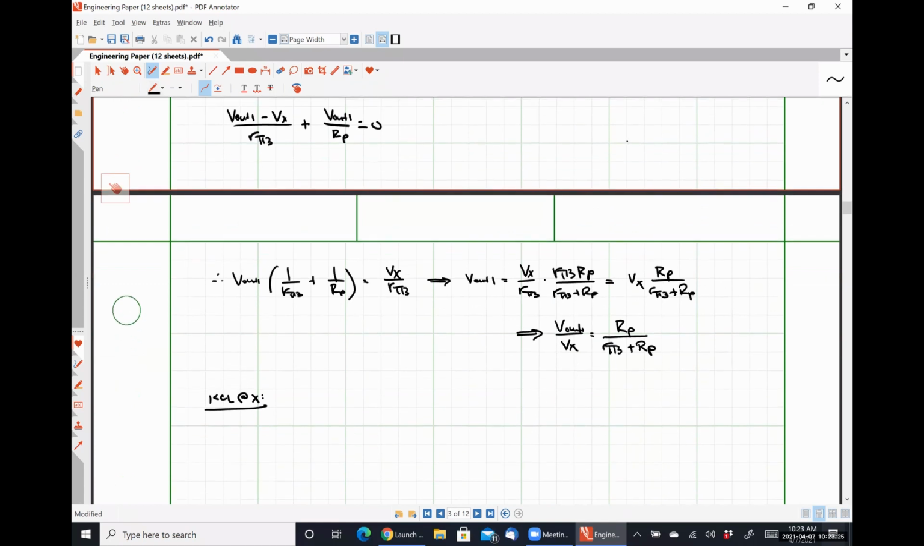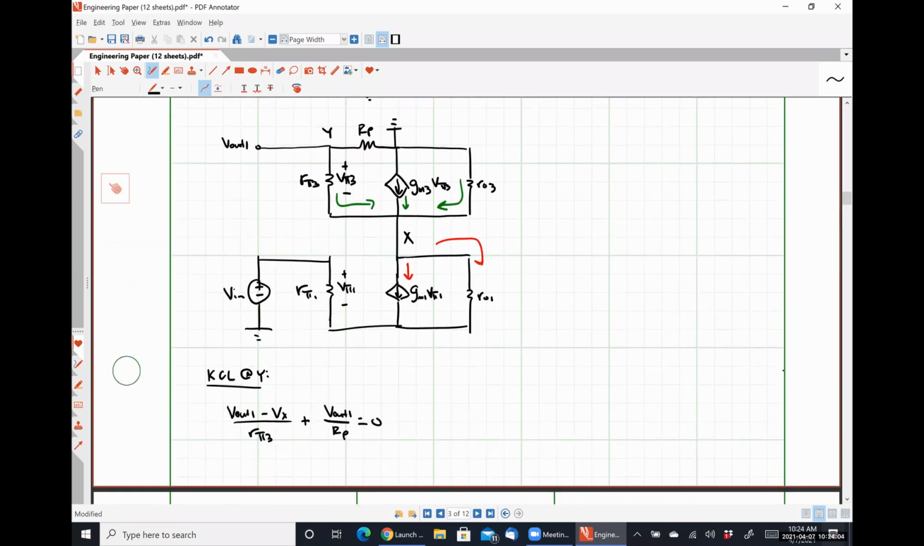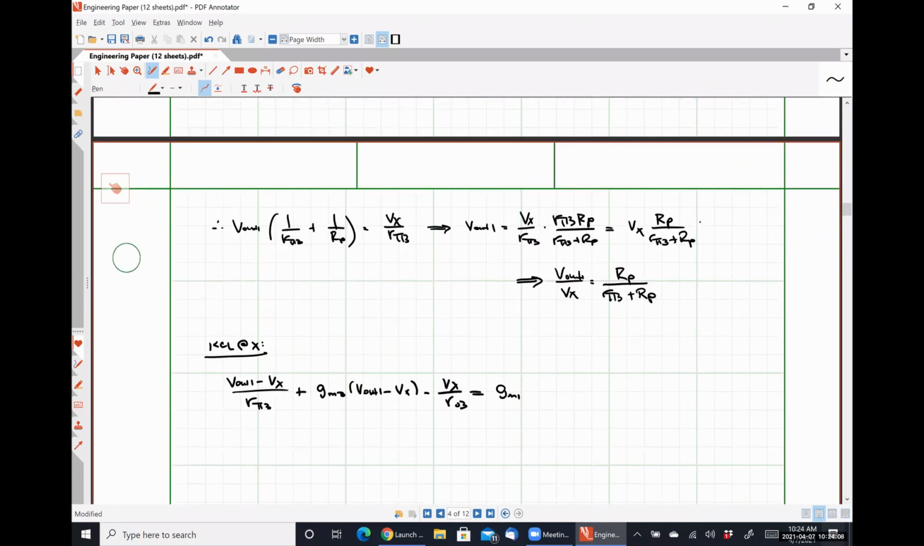So V out 1 minus Vx over R pi 3 plus GM 3 times V pi 3, which is again V out 1 minus Vx, over R naught 3 is equal to GM1 times V pi 1, where we can easily see that V pi 1 is Vn, plus Vx over R naught 1.